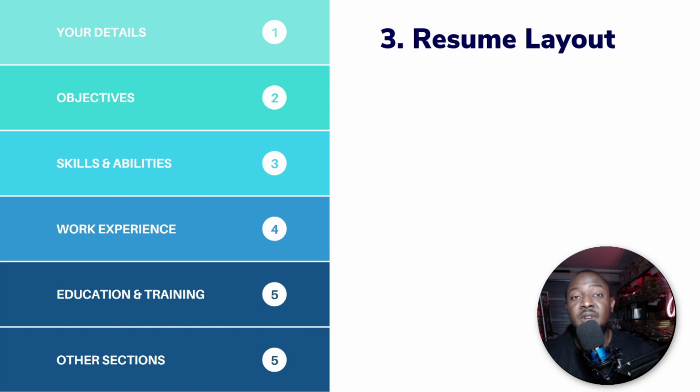Then your address shouldn't be the full details of your home address. It can be the city and the country, like Accra, Ghana, or wherever you're watching me from. Then the second part should be the objective. You should have one or two sentences on what inspires you, what you want to achieve in the future, or what you want to achieve from applying for that job.